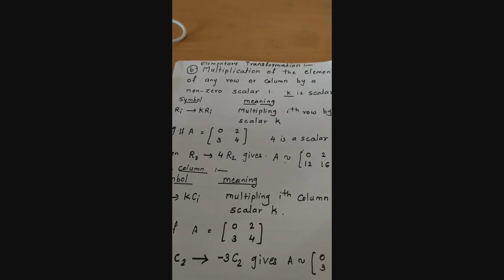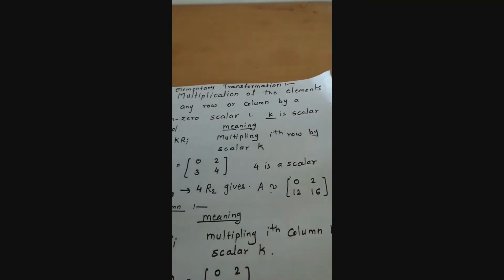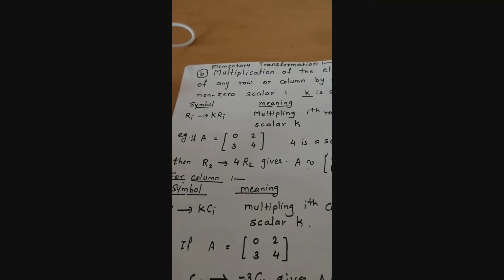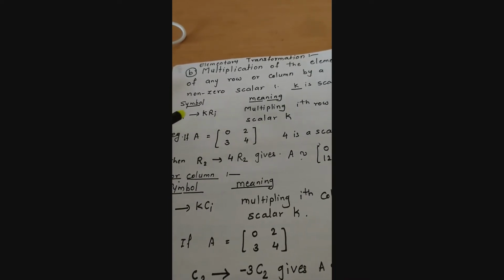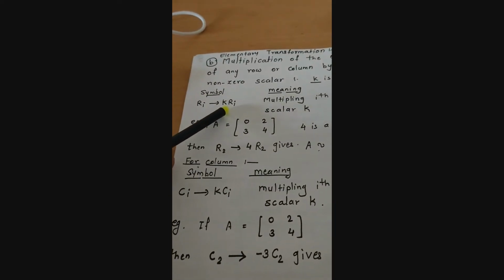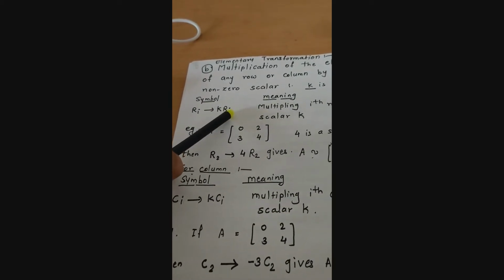The second elementary transformation is multiplication of the elements of any row or column by a non-zero scalar. If k is a scalar and the ith row is to be multiplied by the constant k, then we multiply every element of the ith row by the constant k. Symbolically, it is denoted by changing the ith row such that Ri becomes k times Ri.